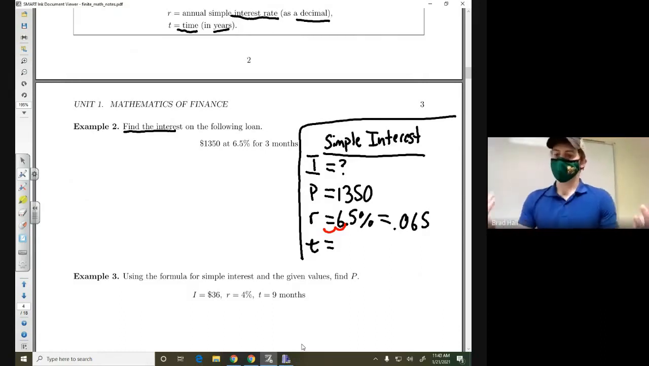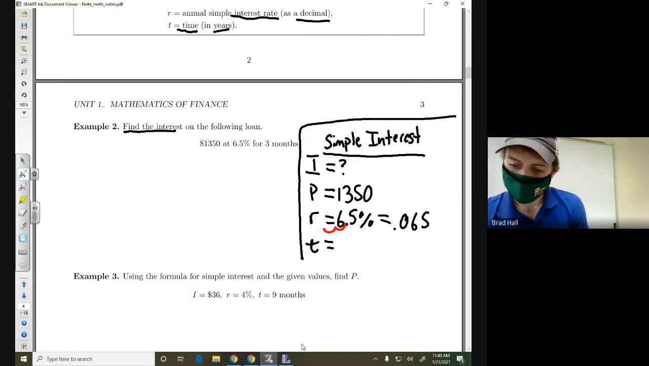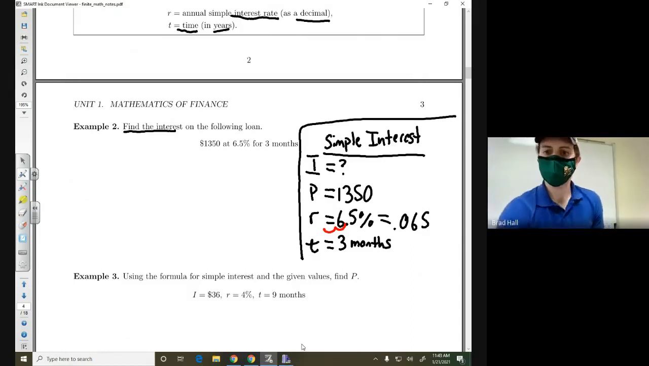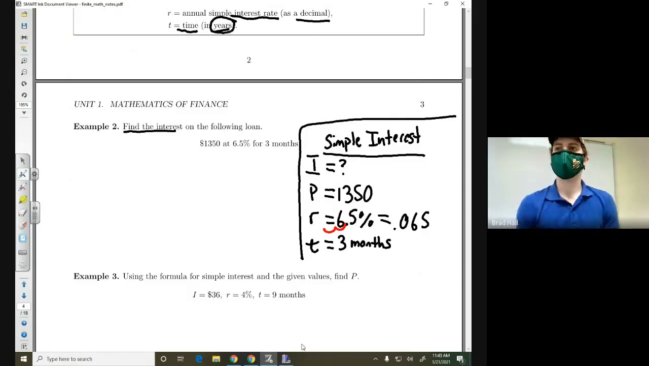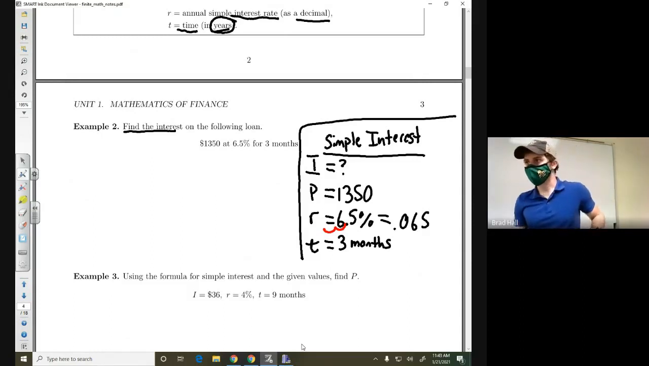And then, of course, T is time. That should be evident at 3 months. But the formula at the very top of this page says we have to write that in years. You might think, how do you write months in terms of years? 3 months isn't even 1 year. How do you use a fraction? How do you know what fraction to use?